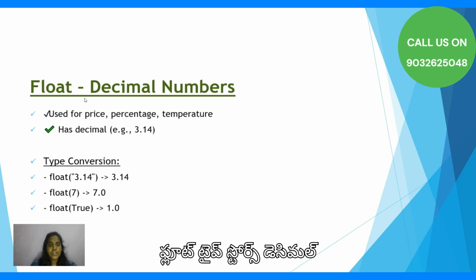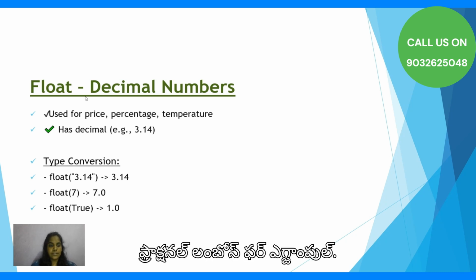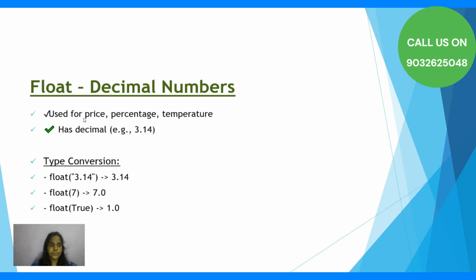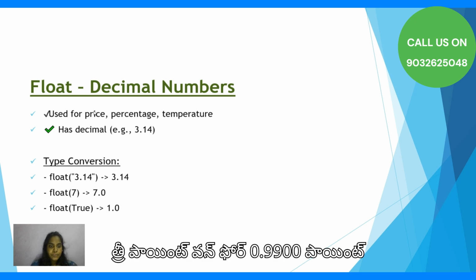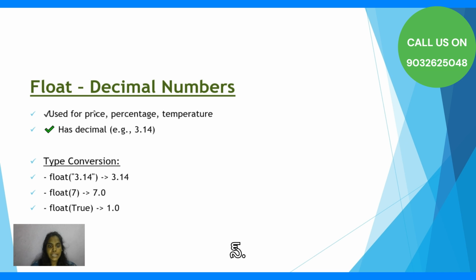Float type stores decimal or fractional numbers. For example, 3.14, 0.99 or 100.0. These are useful for things like prices, percentages, or measurements.